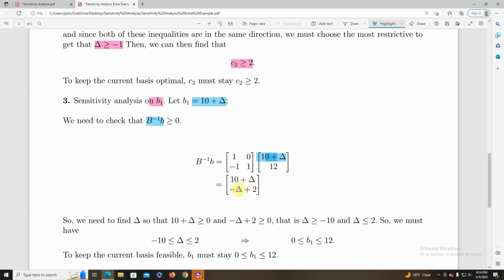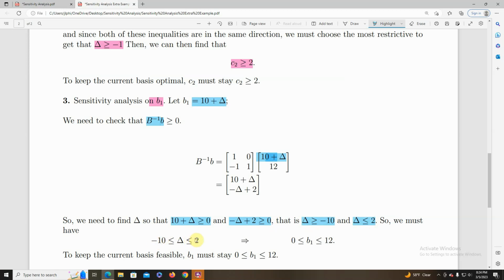Now, to stay feasible, I don't have to worry about optimality. I only have to worry about feasibility. And so I need these to be non-negative. It's kind of the same thing we're checking. We're just checking right-hand sides. So let me check when this is greater than or equal to 0, and let's check when this is greater than or equal to 0. And we get delta's got to be greater than or equal to -10, and delta's got to be less than or equal to 2. Okay, so we can go down by 10 or up by 2.